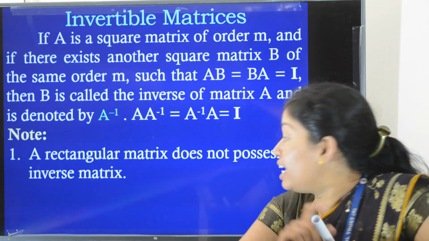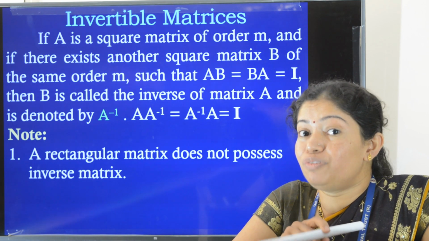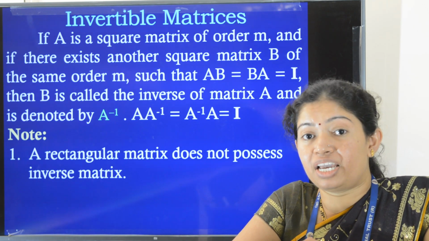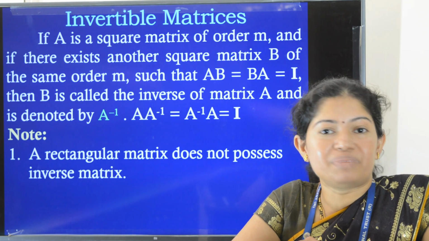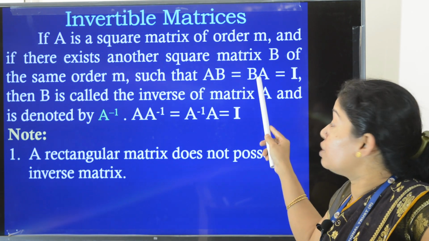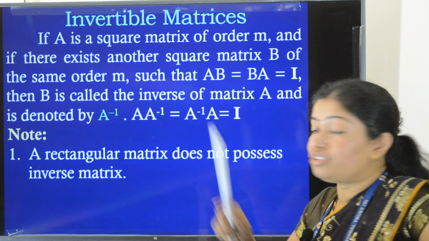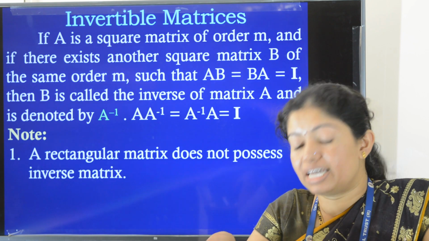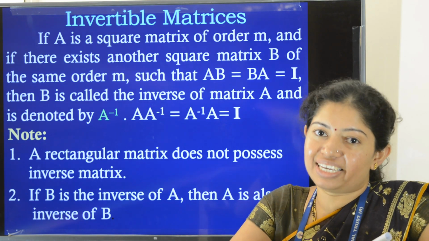The first one is that a rectangular matrix does not possess an inverse. Why, students? Because if you take two rectangular matrices and find the products AB and BA, both will be of different orders. Different ordered matrices cannot be equal, and if they are not equal, it won't satisfy AB is equal to BA is equal to I, which is the condition for inverse. So a rectangular matrix won't have an inverse. The next point is, if B is the inverse of A, then A is the inverse of B.